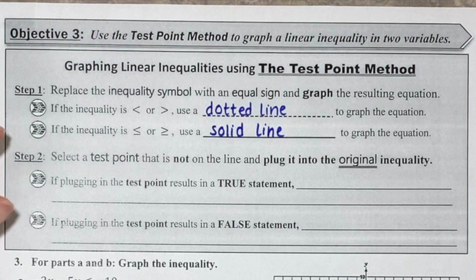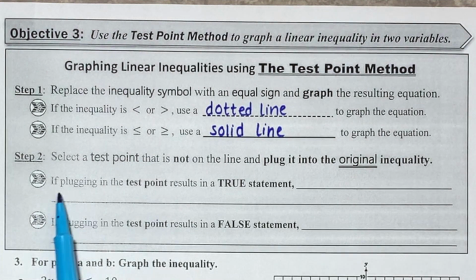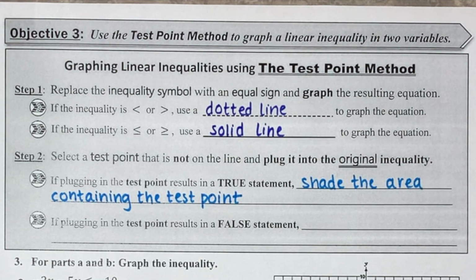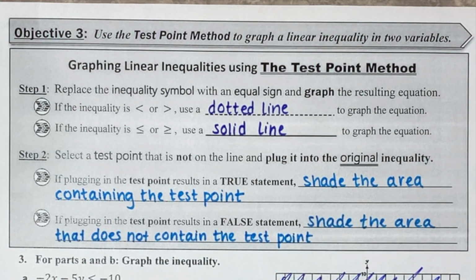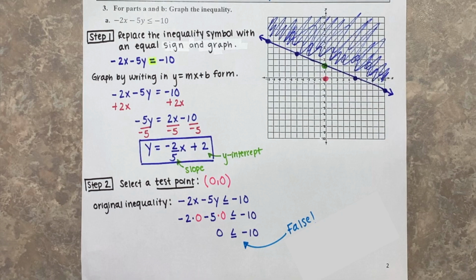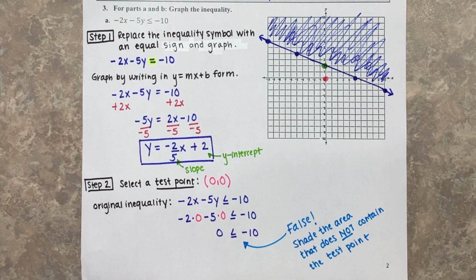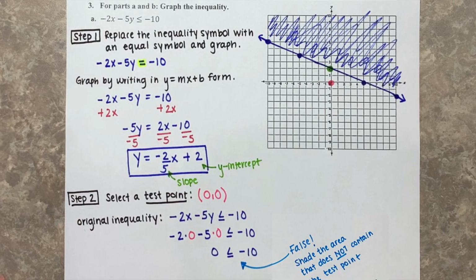So let's go back and fill out our instructions here. If plugging in the test point results in a true statement, shade the area containing the test point. And if plugging in the test point results in a false statement, shade the area that does not contain the test point. Since plugging in the test point resulted in a false statement, that means we're supposed to shade the area that does not contain the test point, which is exactly what we did here. We shaded the area that did not contain the test point.